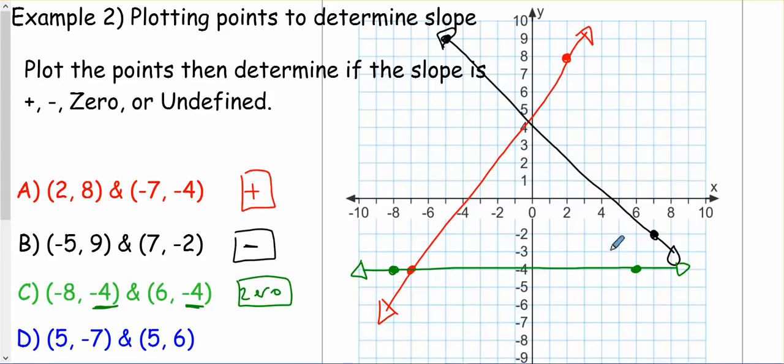Our last one, 5, negative 7, right here, and 5, 6, right here. Well, that will make a vertical line.